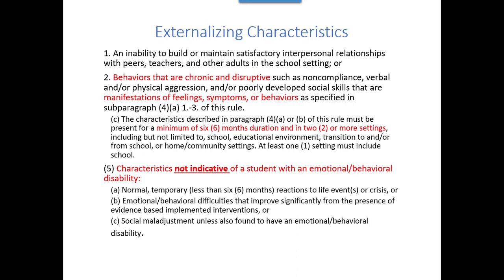So what are things that are not indicative of a child with emotional behavioral problems? If mom died and they're crying and having a hard time going to school every day, that is an adjustment disorder. Adjustment disorder, though it is in the DSM, is not capable, as you're not able to get an IEP for that. You cannot get an emotionally disturbed label for an adjustment disorder.